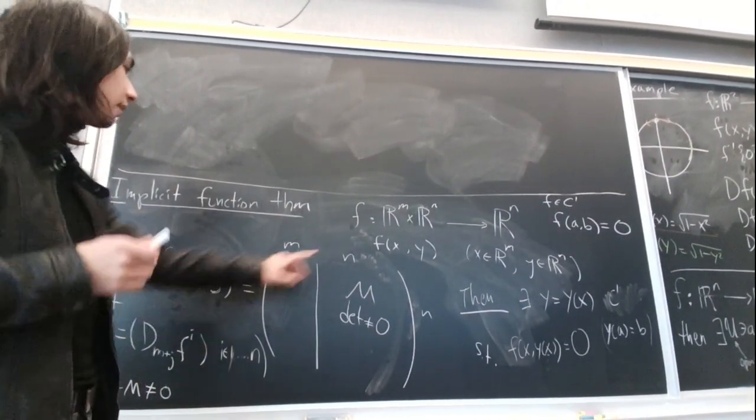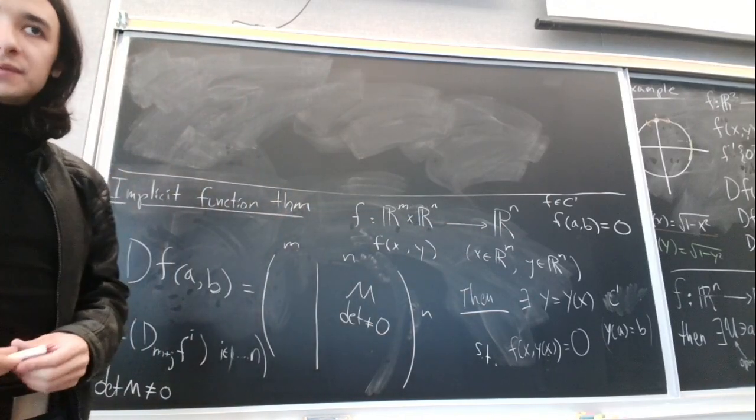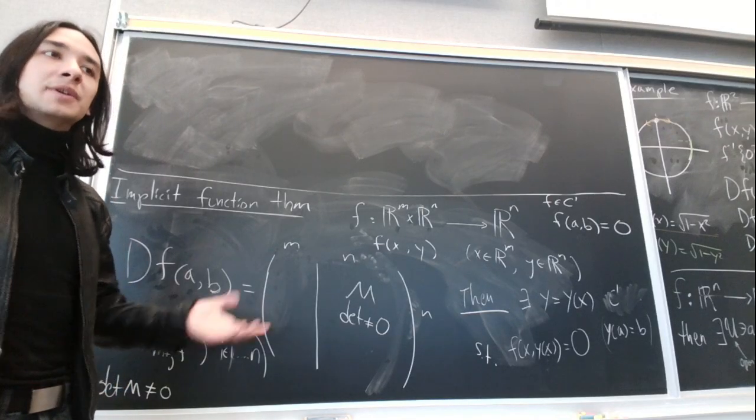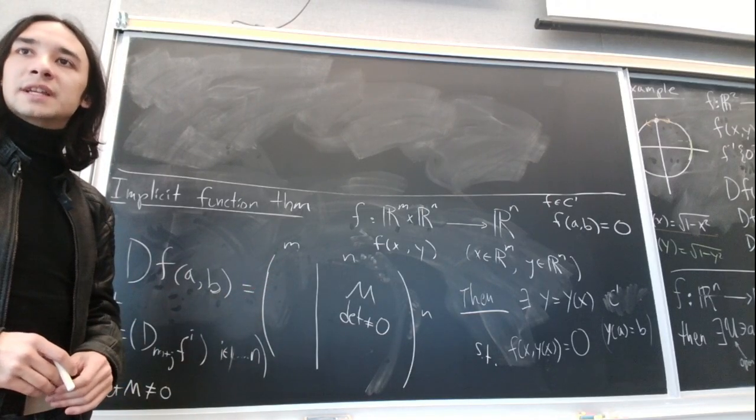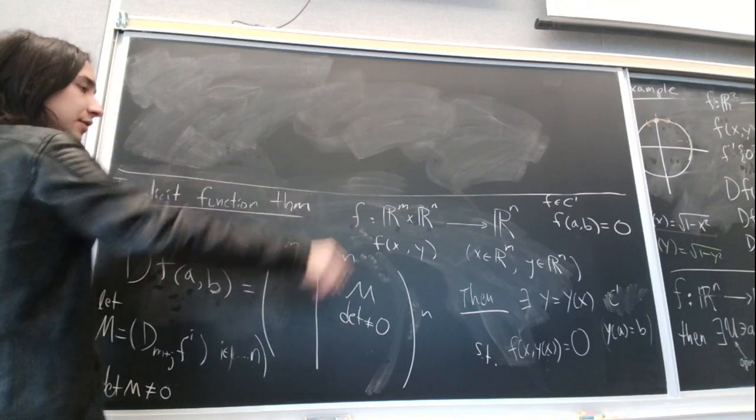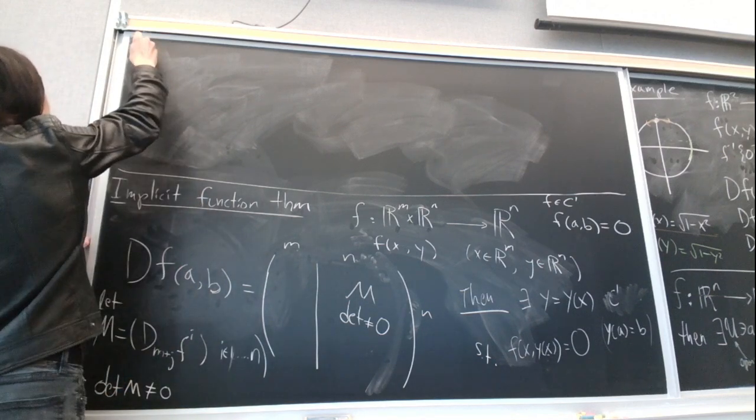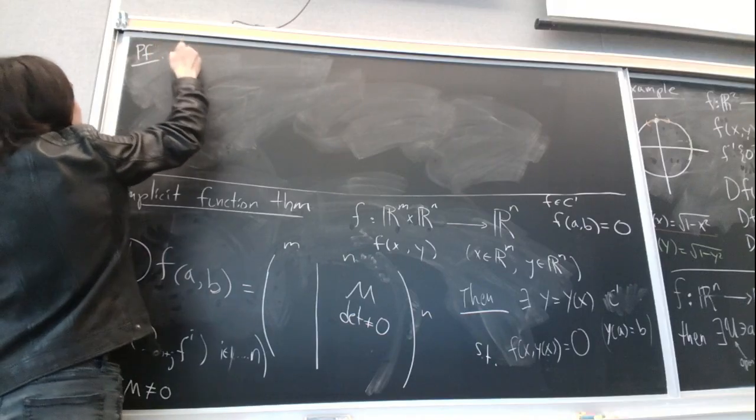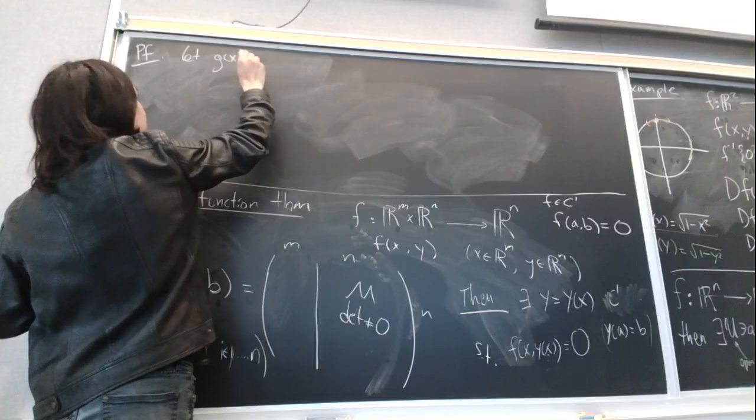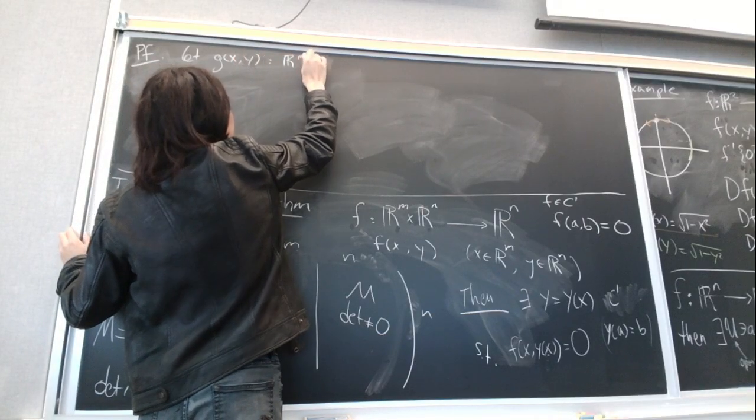So we have this function from Rm cross Rn into Rn. We can prove this by helping ourselves with the inverse function theorem, but in order to apply it, we need a function from a space to the same dimensional space. So our function is from Rm cross Rn to Rn. Let's define a new function, extending it in a silly way. Proof: let g of x, y be a function from Rm cross Rn.